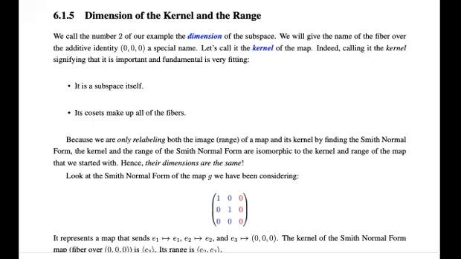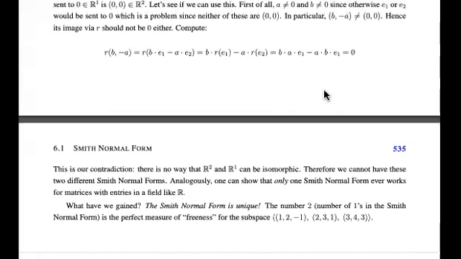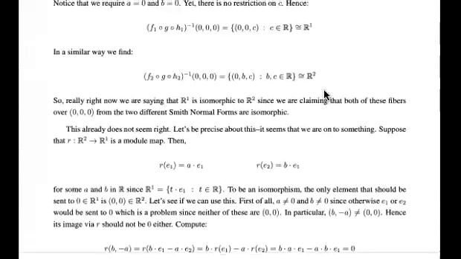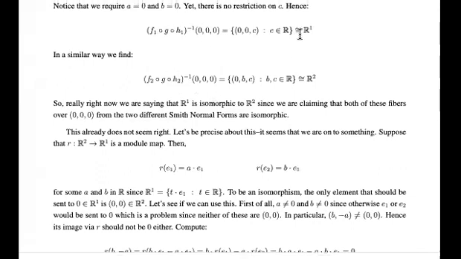Okay, so what is the kernel? The kernel of a map is the same thing as the preimage of zero. Okay, the preimage of the zero additive identity, which is kind of what we were talking about. In fact, we were discussing preimages of zero up here. So this would be like the kernel. This would be the kernel of one Smith normal form. That would be the kernel of the other one.